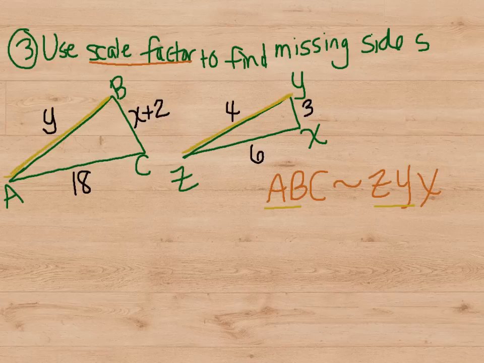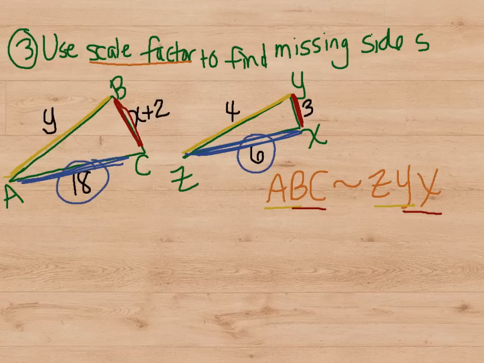Okay, let's do another one. So BC is going to go with YX. So that ratio would be x plus 2 over 3. Then the last one would be AC matching up with ZX, 18 over 6. So this here is going to be the one that's helpful to us because 18 over 6 is the only ratio of sides that doesn't have a variable. So we need that because it'll be really helpful. So we're going to use this to help us.